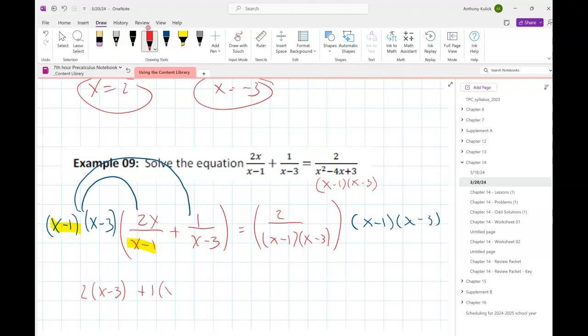Yes, 1 times x minus 1. I'm going to write the 1 there. We don't need to have it, but I want to develop the pattern of the numerator is left and then whatever doesn't cancel out from the denominator. But yes, very good.